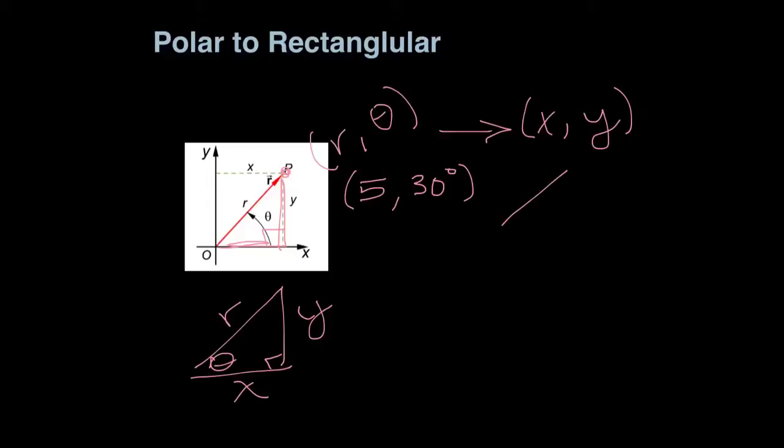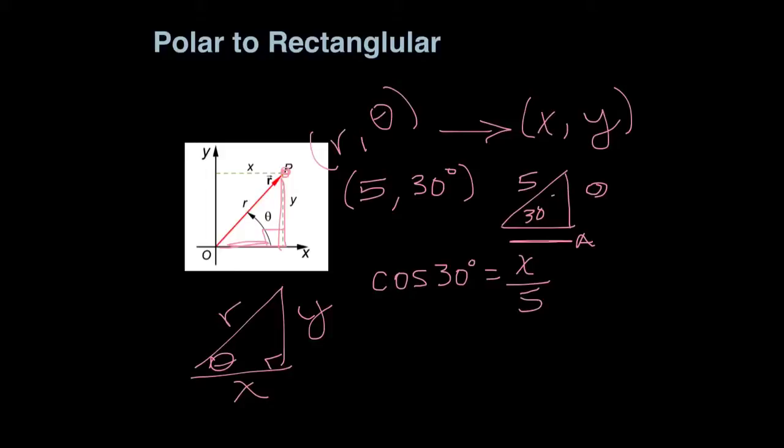So I'll just sketch one real quick here. Make this 5, make this 30. X will be the adjacent side, y will be the opposite side. We're going to use the cosine of 30 is equal to x over 5. And the sine of 30 will be equal to y over 5.